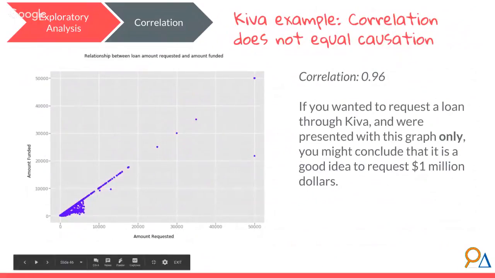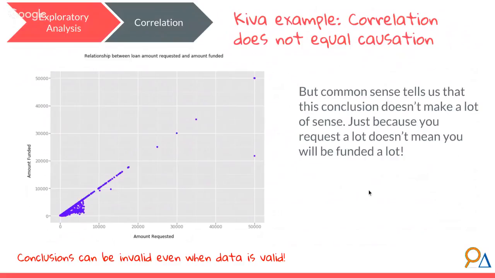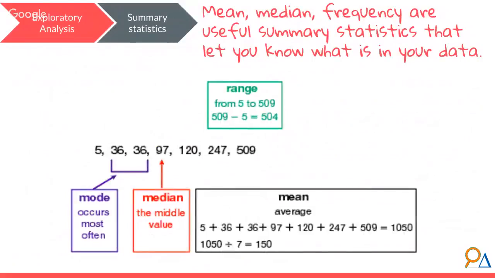So let's go back to the scatter plot graph we had earlier, where amount funded increases as amount requested increases. If you wanted to request a loan to Cuba and were presented with this graph only, what should you conclude? Like I said before, you'd assume that the more amount I request, the more amount I get funded, but that doesn't really make sense. Common sense tells us that this conclusion doesn't make a lot of sense. You can't say that the more you request, the more you're going to be funded. That's not usually the case. So that's an example of why correlation does not equal causation.